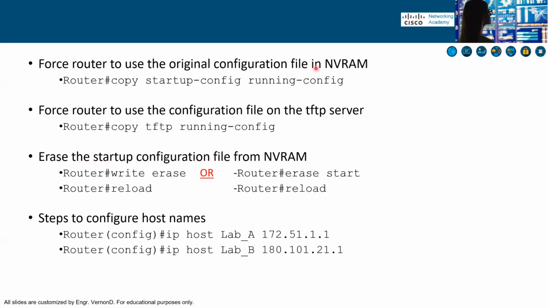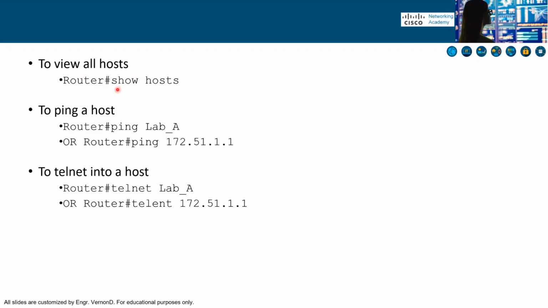Just please take note of the other commands. I'd like to focus on this command to configure host names. Type ip host, your host name, and then your IP address. To view all hosts, type show hosts. To ping a host, type ping and the host name, or ping the IP address. To telnet to a host, type telnet and the host name, or telnet the IP address.